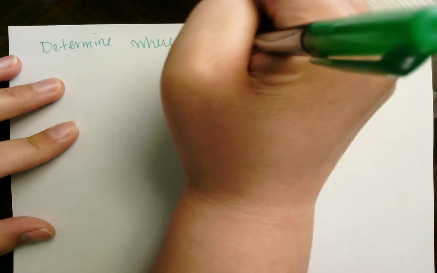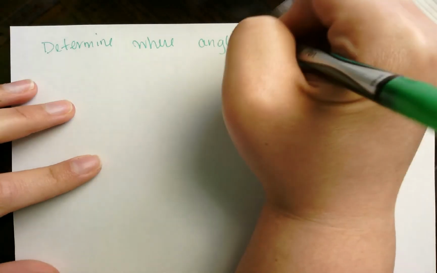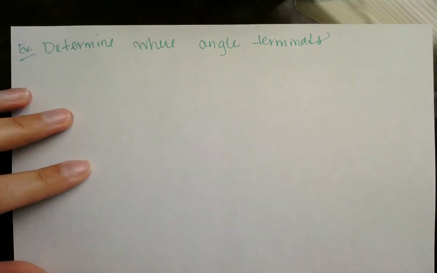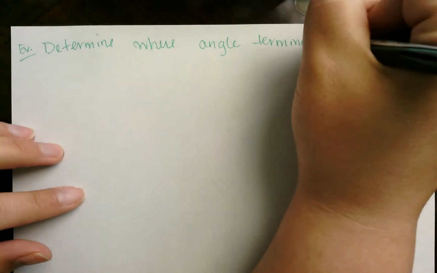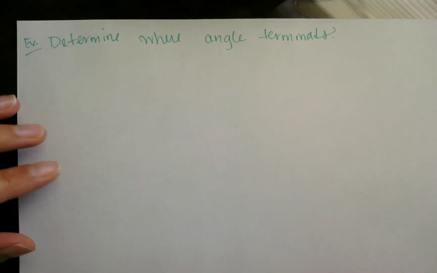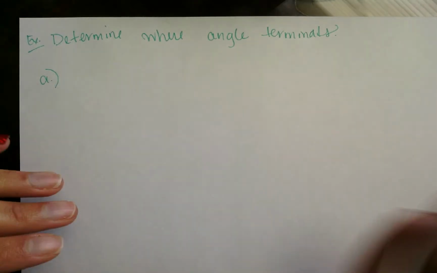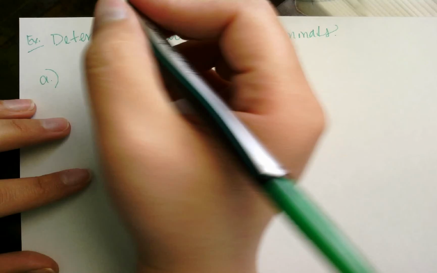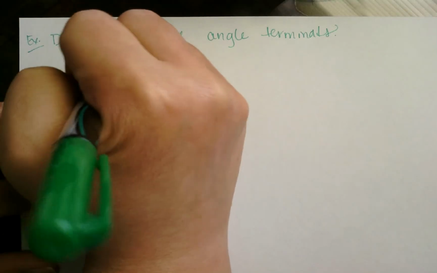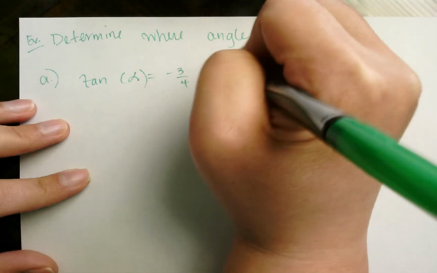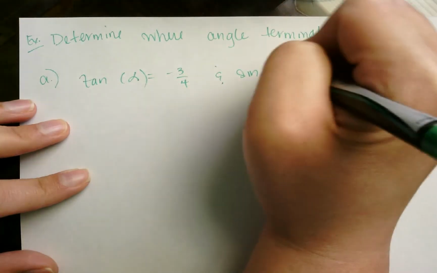Determine where each angle terminates. So I'm just going to have you practice building those. Like, what quadrant is it in? Okay, here's A. Because you can get the trig functions. Like, you can totally get them all. That's not the hard part. The hard part is building them, figuring out where they live. Tangent of alpha equals -3/4, and sine of alpha is less than 0.